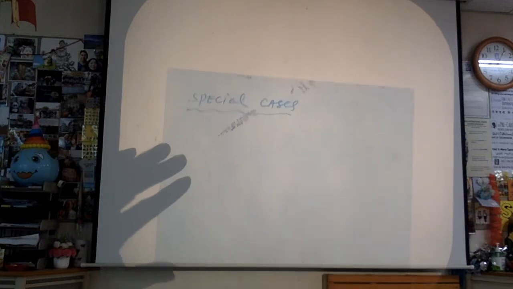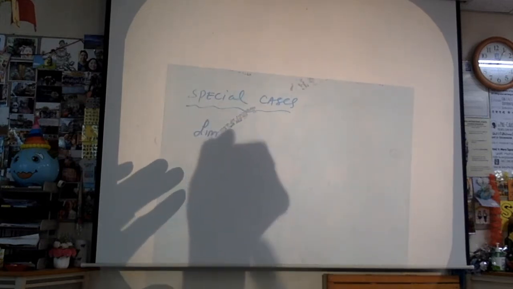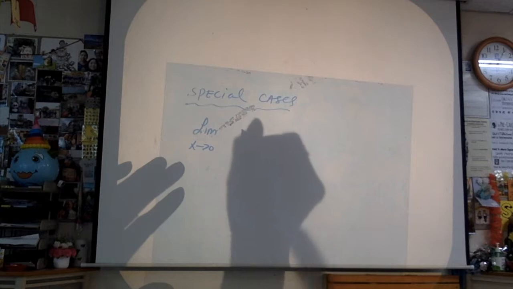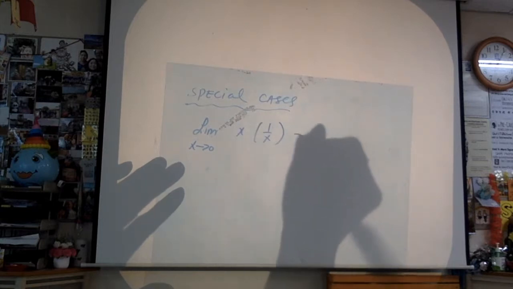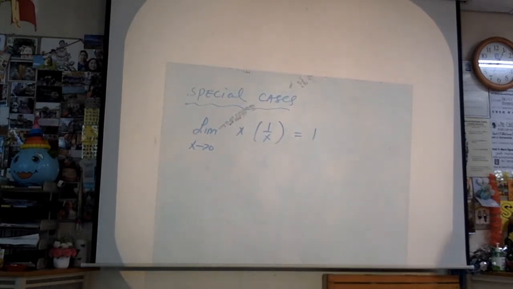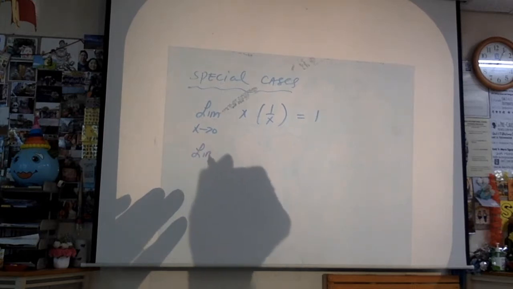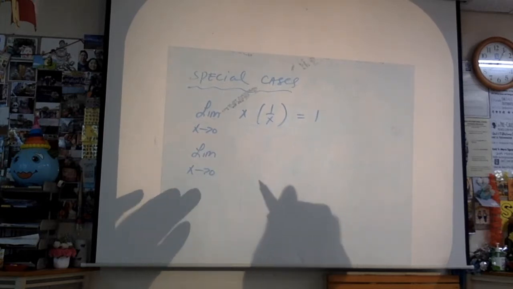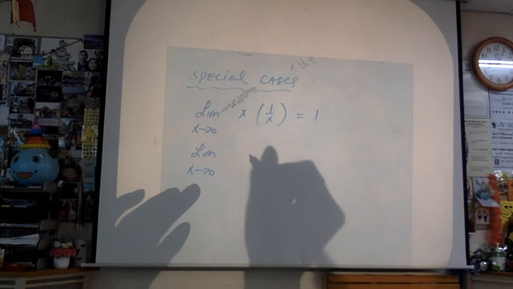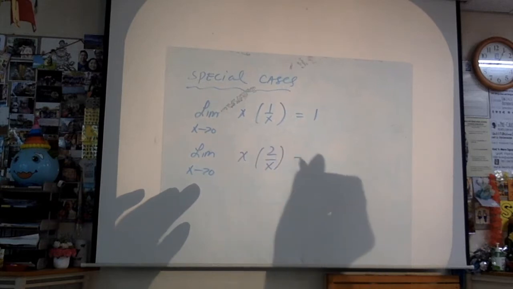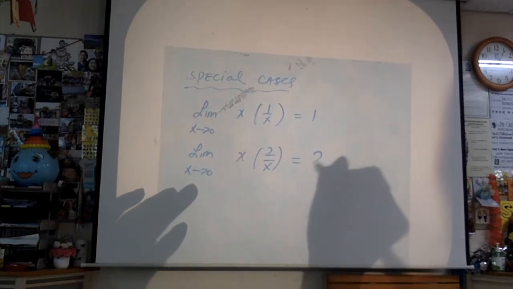You don't have to memorize these or anything, but it's good to recognize, because you can derive these too. X times 1 over x, I'm going to tell you it's 1, okay? These are special cases. Limit as x approaches 0 of x. What do you think this guy is then? I hope you guessed 2.